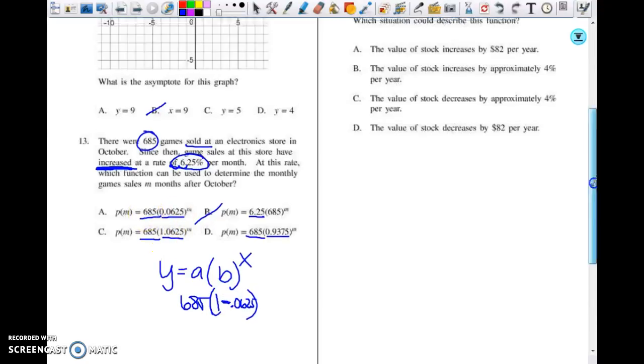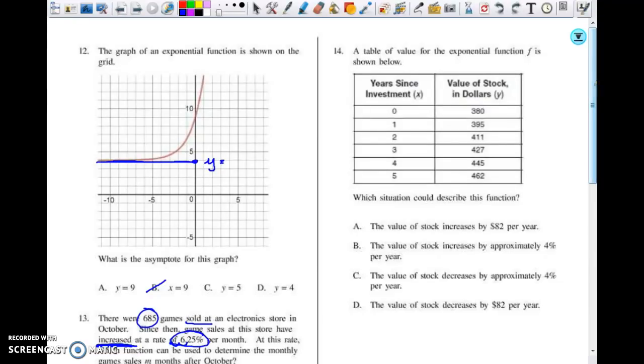So you decide. And then the last one, 14: a table of values for the exponential function f is shown below. Which situation could describe this function? So by looking at it, we're talking about years since the investment and the value of stock in dollars. So the value of stock in dollars increases by 82 per year.